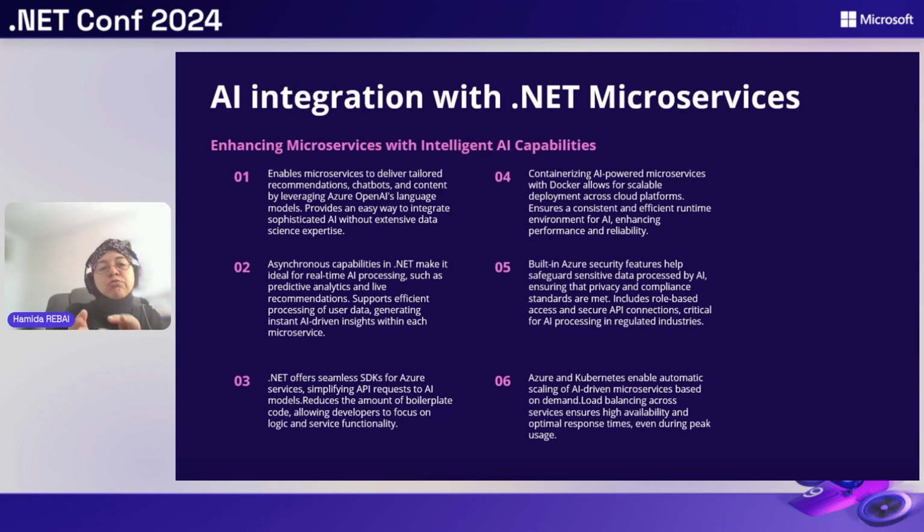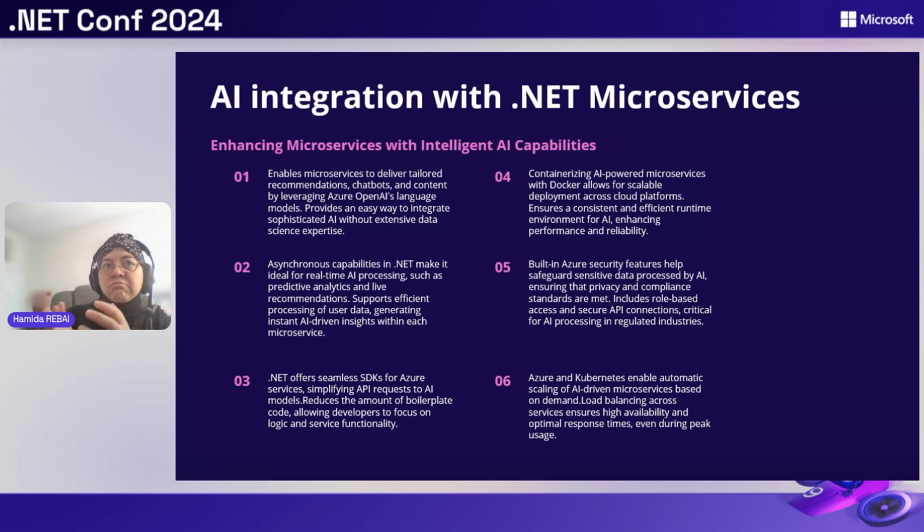And we will use Azure OpenAI language models. In this case, you can build your own models. We are in a microservices architecture, so you can create your models, integrate them in Azure OpenAI and reuse them after as a service. You can make the calls inside your C# .NET 9 application. We can also have asynchronous capabilities in .NET. This makes it ideal for real-time AI processing, such as predictive analytics and live recommendations. It supports efficient processing of user data. We can generate instant AI-driven insights within each microservice.